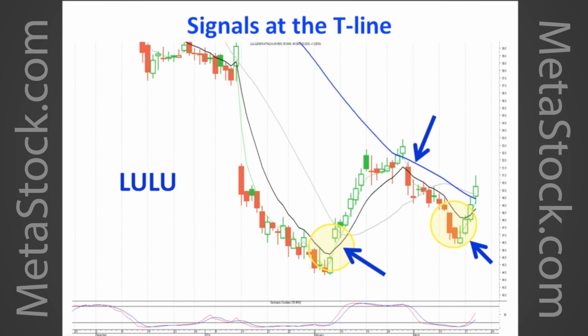The 3T, yes, is that light green. That's the 3 exponential moving average. This can be applied to options. You're not buying options based upon an option price. You're buying options based upon the stock. The options are just a method of buying that stock.